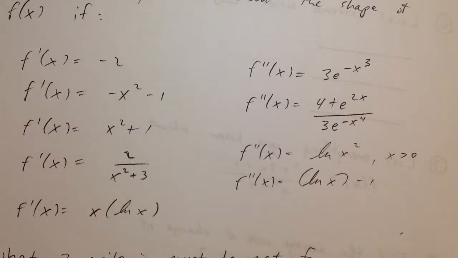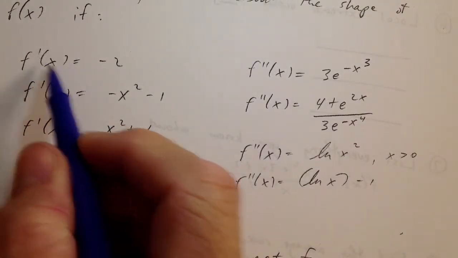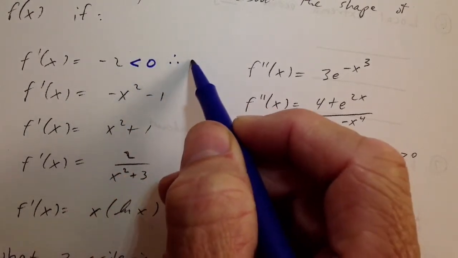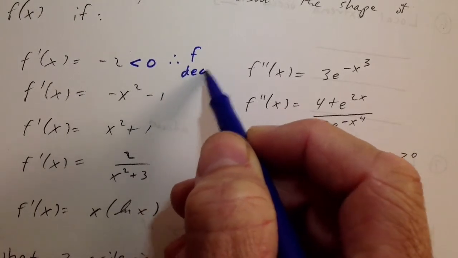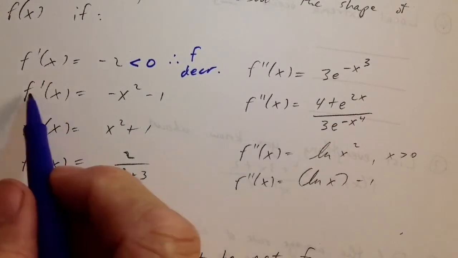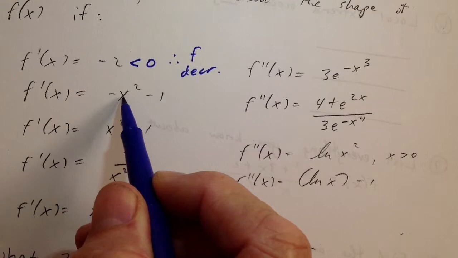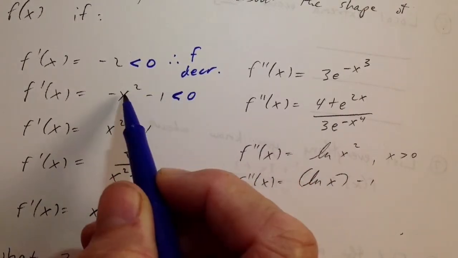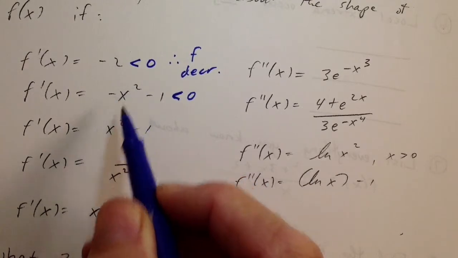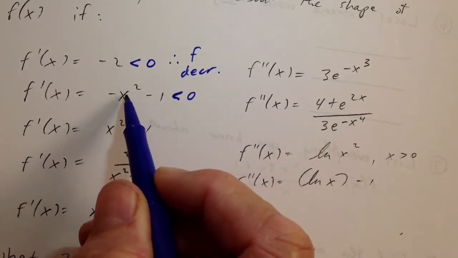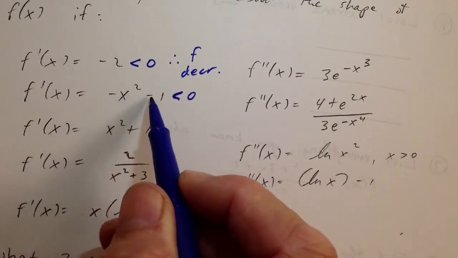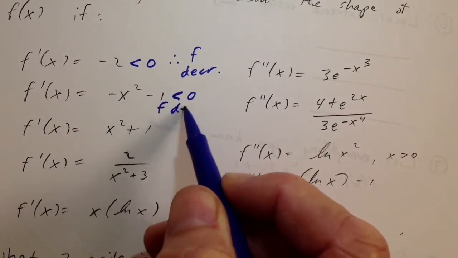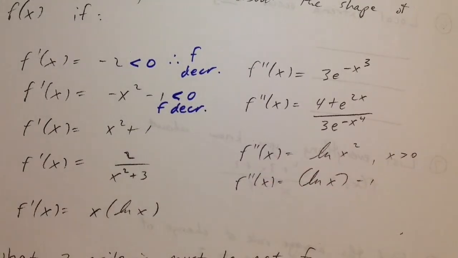Shape of f of x. So we see f prime of x is negative 2, which is always negative. Therefore, f is always decreasing. Okay? This one also, no matter what I place in for x, it's going to be negative because you square the x, and then you take the opposite of that, which is going to make that whole thing a negative number. Subtract 1 from a negative number, so therefore always negative. So the only thing we can tell about f is that it's decreasing.